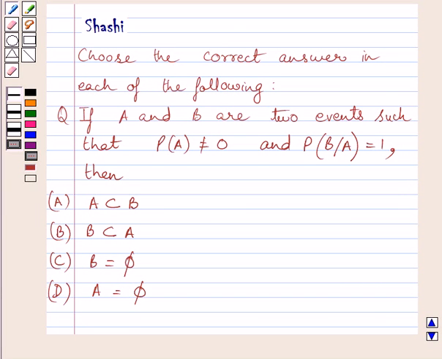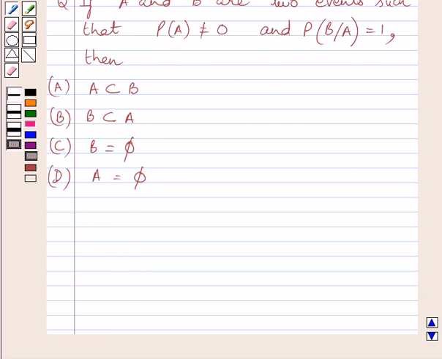I'm Shashi and I'm going to help you with the following question. Question says, choose the correct answer in each of the following. If A and B are two events such that probability of A is not equal to 0 and probability of B when A has occurred is equal to 1, then we have to choose the correct answer from A, B, C and D. Let us now start with the solution.